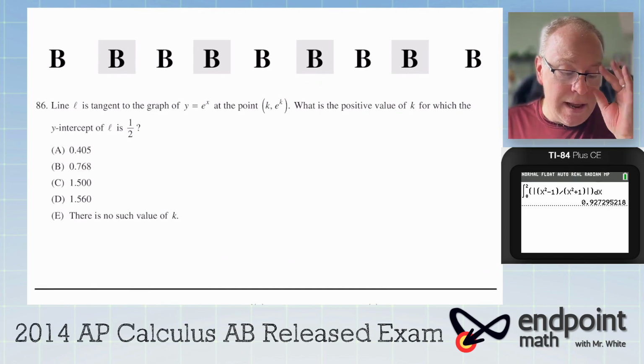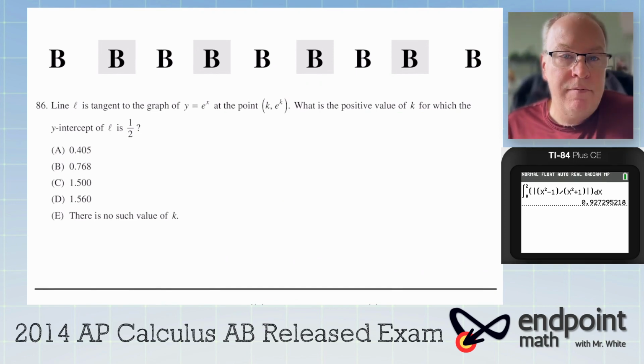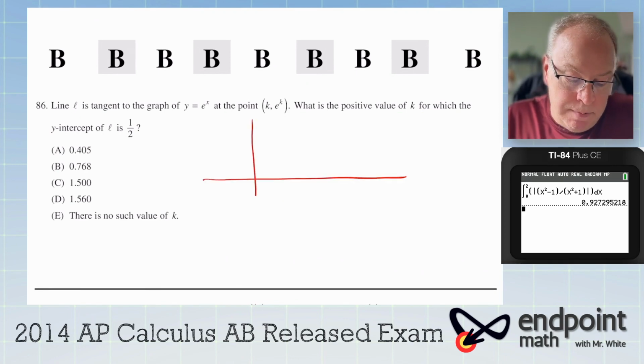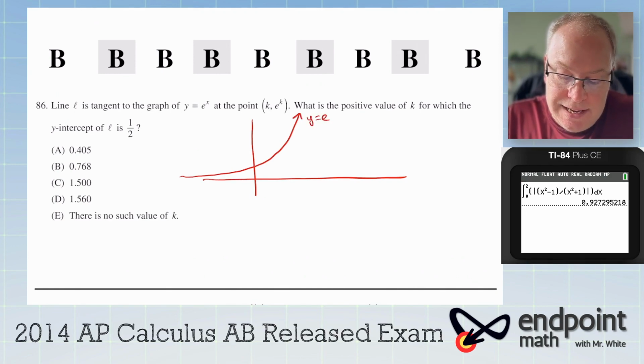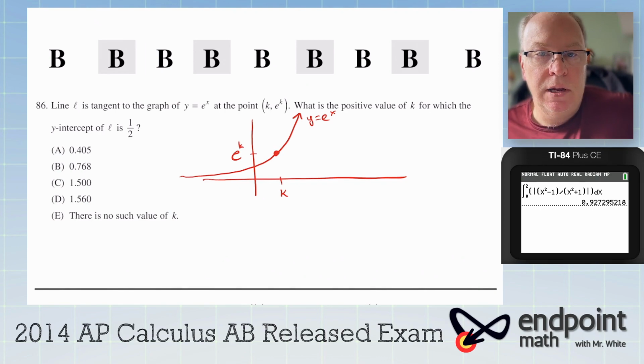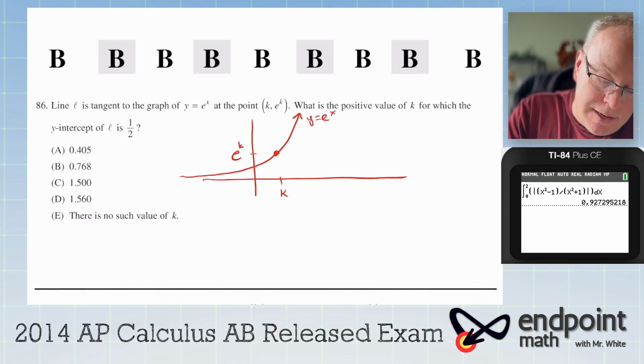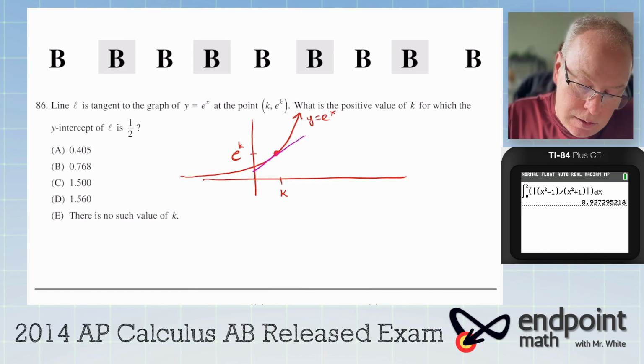Line L is tangent to the graph of e to the x. So you know what e to the x looks like, right? It looks like this. This is y equals e to the x. So we're at k, we are at e to the k, wherever that point is. All right, you with me so far? What is the positive value of k for which the y-intercept of the tangent line is 1/2?